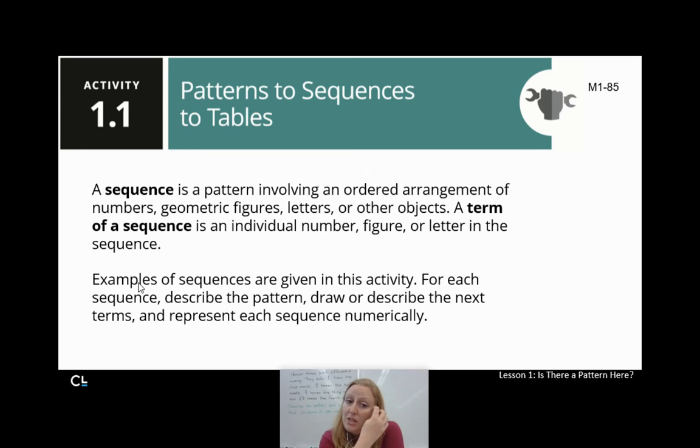So examples of sequences are given in this following activity. There's actually 10 of them. We're only going to do 4. If you would like to do all 10, I won't stop you.